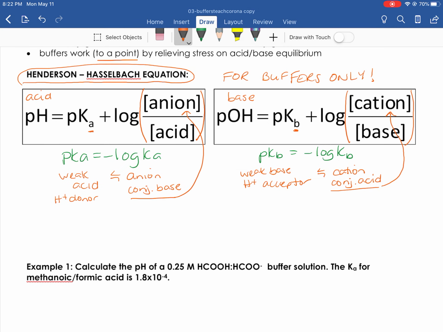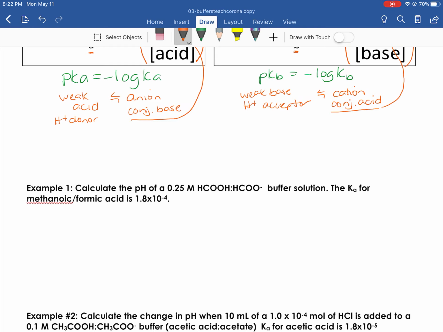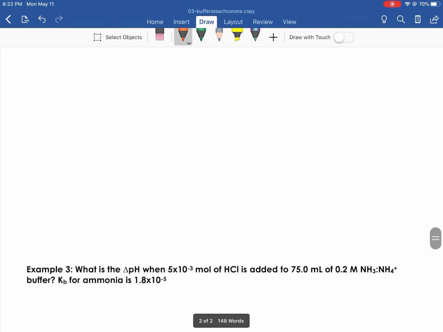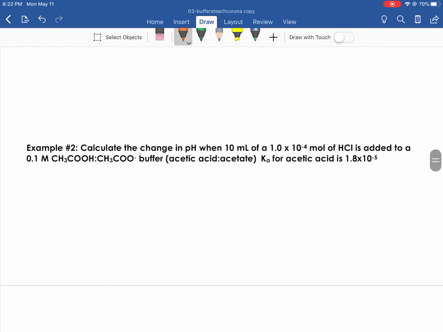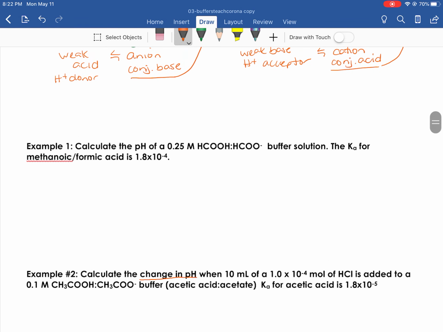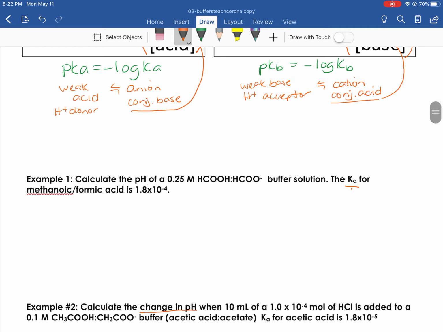That's fine. Okay, so we're going to do 3 different types of examples. We have this example 1. We're just going to calculate the pH of a buffer solution using the Henderson-Hasselbalch equation. And then example 2 and example 3, we're actually going to calculate the change in pH. So now we're going to look at what happens when there is a stress. Okay, so this example 1 is straightforward. So first of all, again, the Ka value you have to be given or is reference.